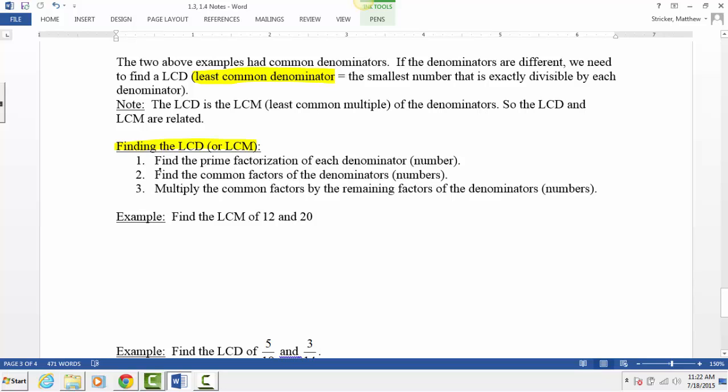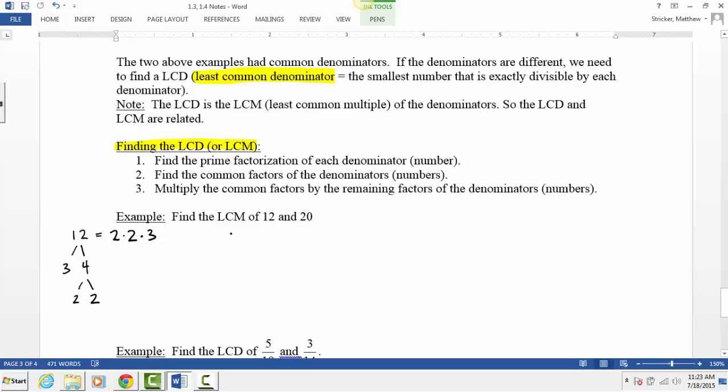So notice it says in step 1, find the prime factorization of each denominator or each number. So in this case 12 and 20, we need to find the prime factorization of both of those. So if I do that, 12 is 3 times 4 and 4 is 2 times 2. So that prime factorization is 2 times 2 times 3.